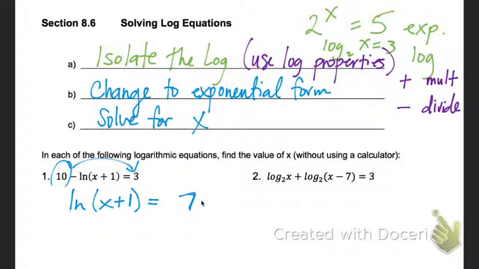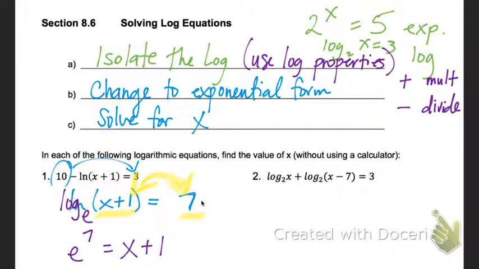Now I want to change this to exponential form. So remember that the base comes up, and then the 2 numbers, the one on the left and the one on the right, will switch. So the x plus 1 and the 7 switch places, and the base comes up. Well, what is the base of a natural log? E. It's like saying log base e. So the e comes up, the 7 and the x plus 1 switch. So I'm going to rewrite it as e to the what power? 7th power equals x plus 1.